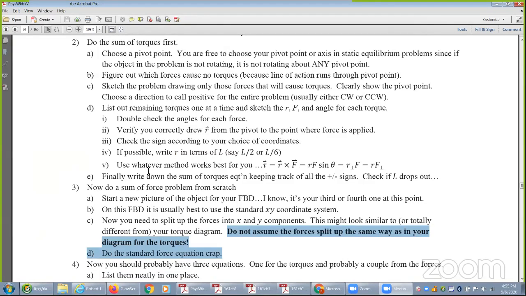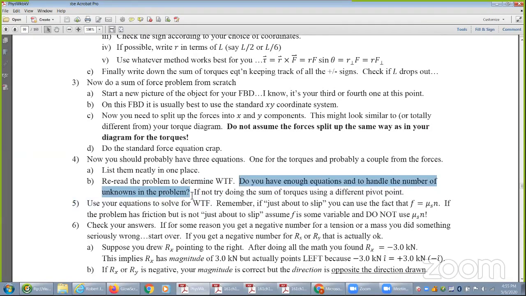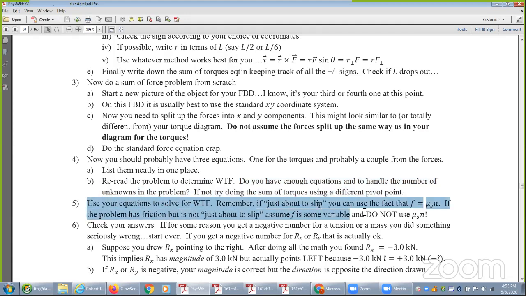Okay, so after that, you have three equations: forces in the x, forces in the y, and torque. List them neatly, reread the problem, figure out what you're supposed to find. This is a rare special thing: sometimes if you don't have enough equations to handle it, you might consider doing another torque equation. I don't think you're going to need that on exam day, but every once in a while you could do that. And then use your equations to solve.